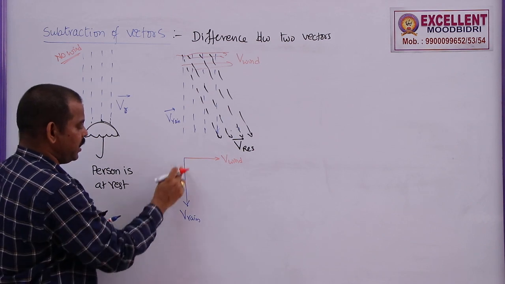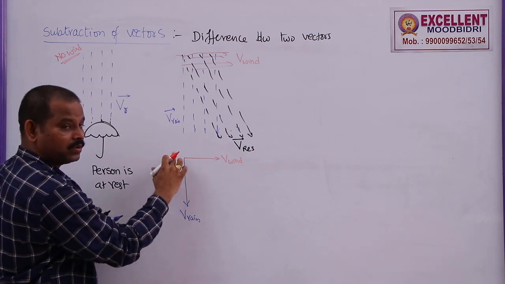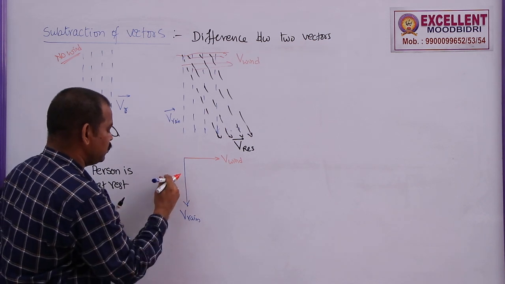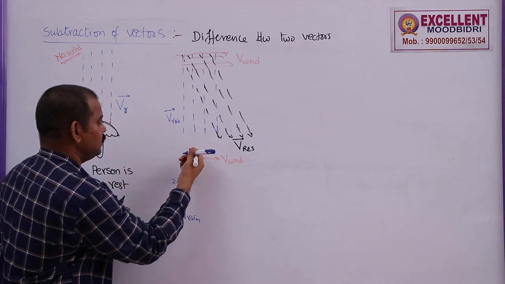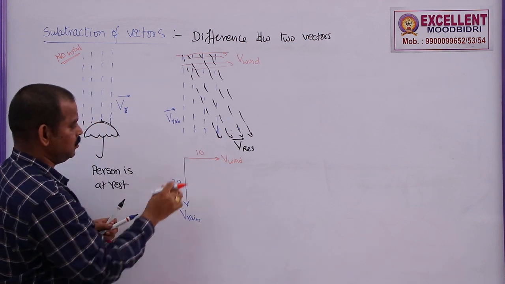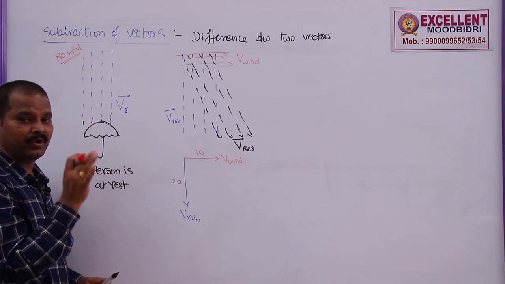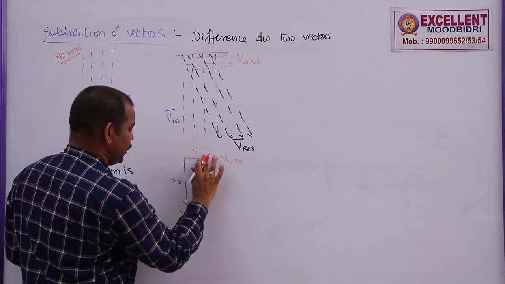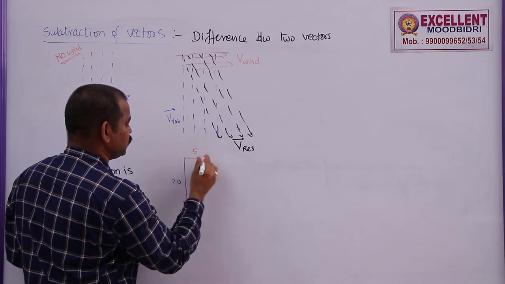Suppose velocity of rain is 20 and velocity of wind is 10, you can show it like this. If the velocity of wind is only 5, let us say this is 20 meters per second and this is 10 meters per second, you have to draw like this. Suppose the wind velocity is only 5, in the diagram itself we have to show this with a small arrow.